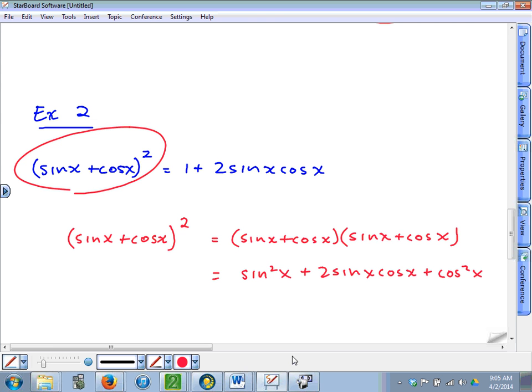Aren't we pretty close right here? We have a 2 sine x cosine x, which is what we need to have, but where the heck, don't answer out loud, is this 1 going to come from right here? There's no 1 down here, but there is an identity that we can use.